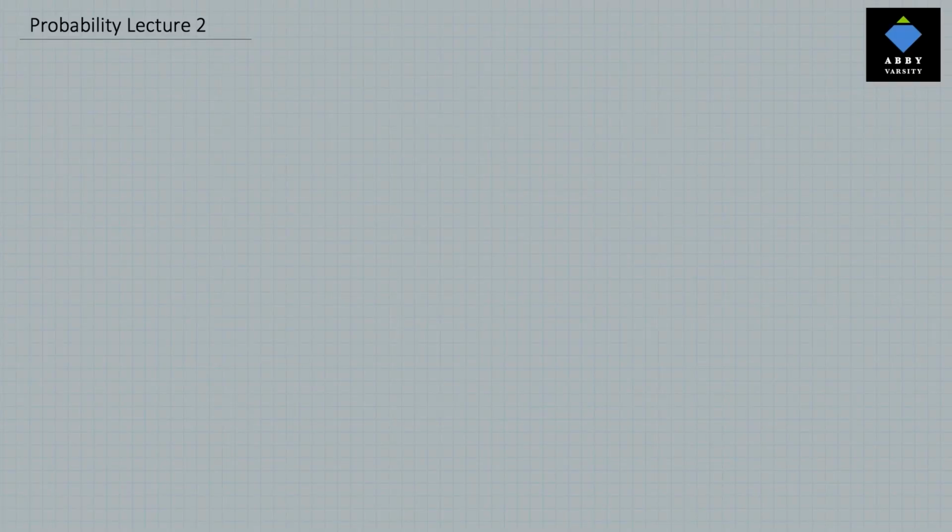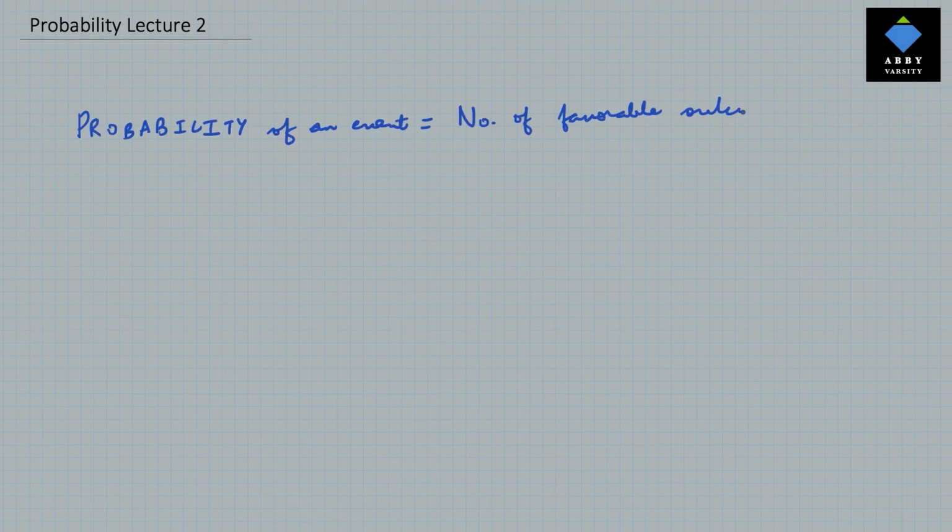In this video, we are going to learn how to calculate probability. We will start with simple questions first, but before we do that, you need to know the basic formula for probability. Probability of an event is equal to number of favorable outcomes divided by total number of outcomes.